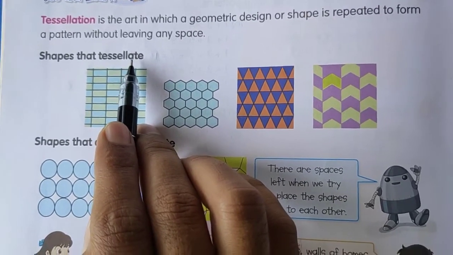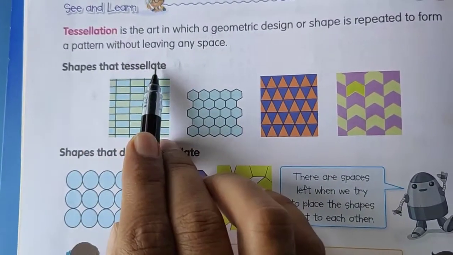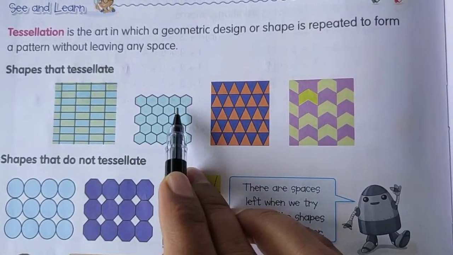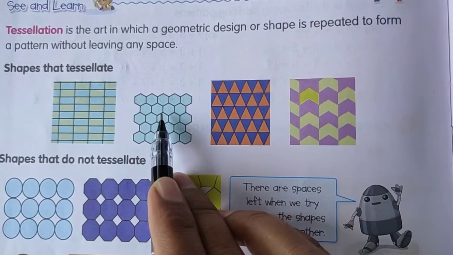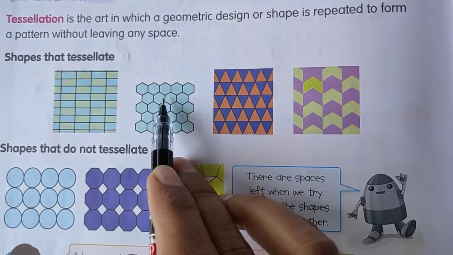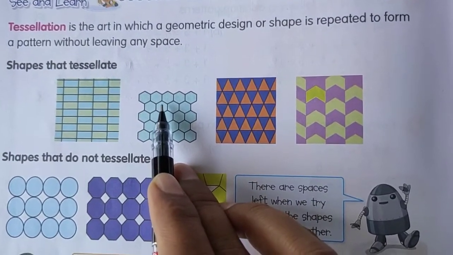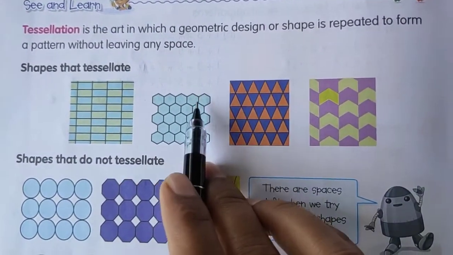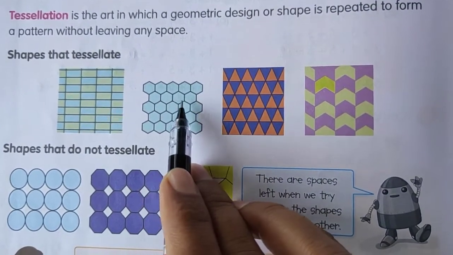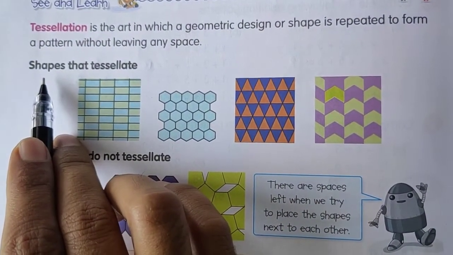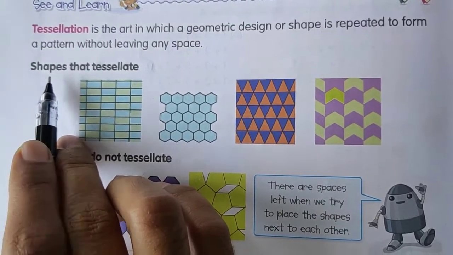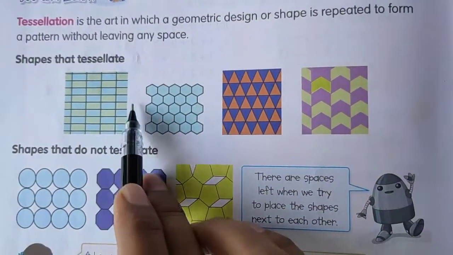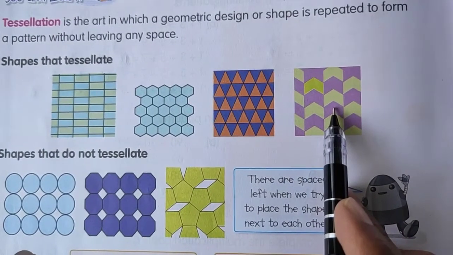Okay, so actually how we say it, see, shapes that tessellate. It means these are the shapes which we can arrange in a pattern where we will not leave any space between two figures or two shapes. So when such shapes are there where we can arrange them without leaving any space between them, then we say those shapes tessellate, or shapes that tessellate. So these are 4 examples of tessellating shapes.